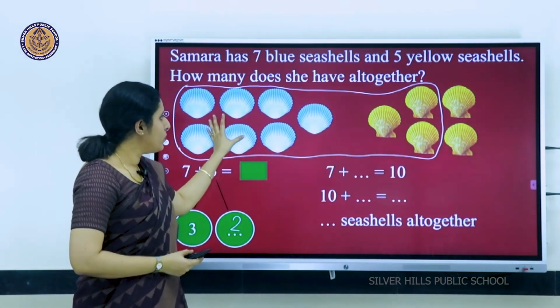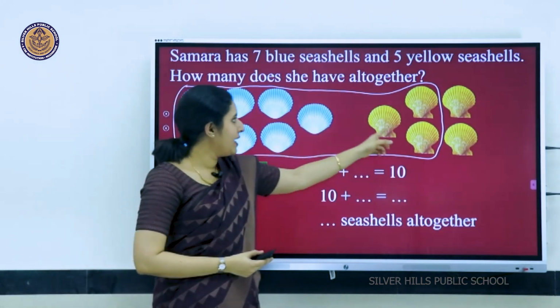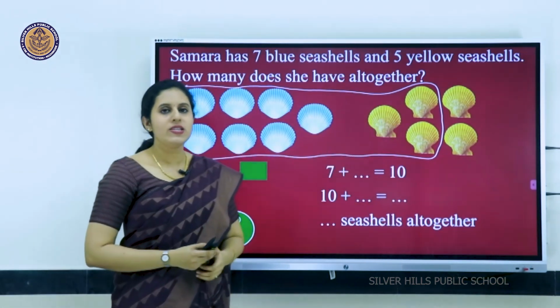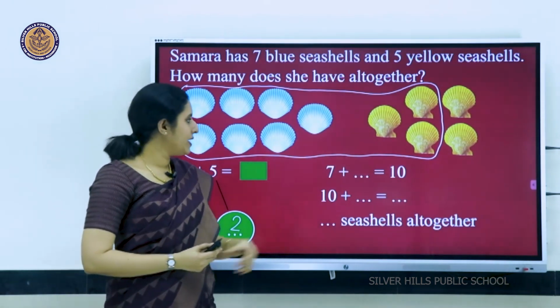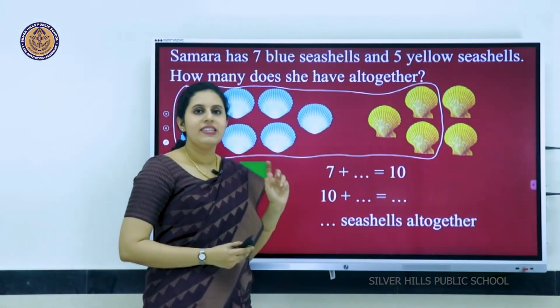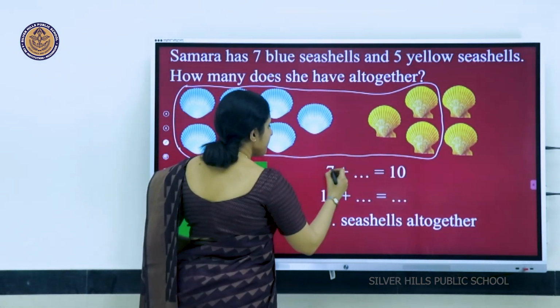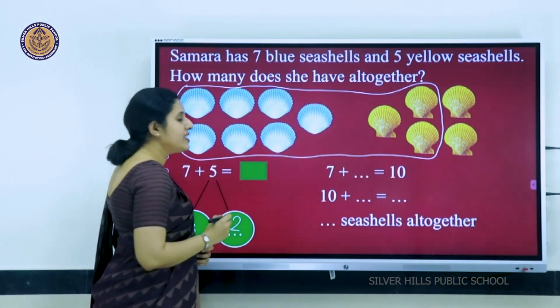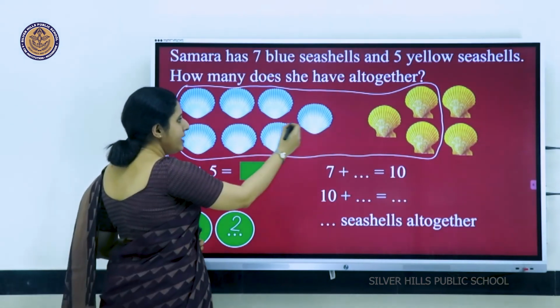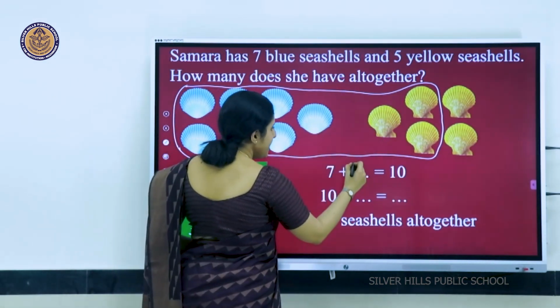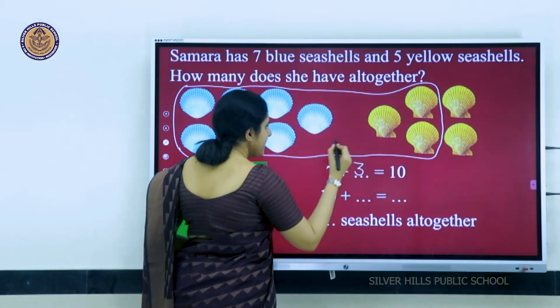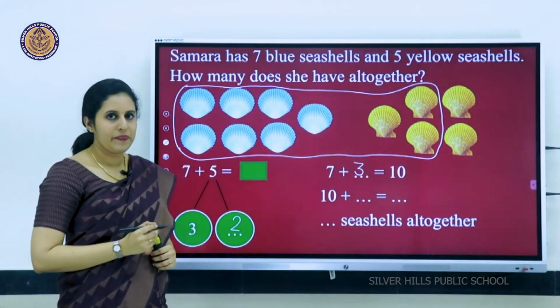7 blue seashells and 3 yellow seashells put together have given you how many? 10. So, what do you fill here? What do you write here? 7 plus dash is equal to 10. You know 7 when put together with 3 yellow seashells became 10.